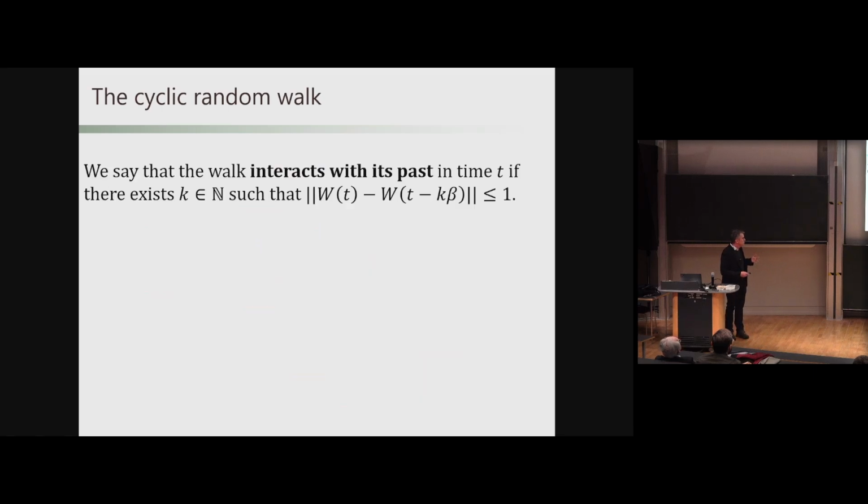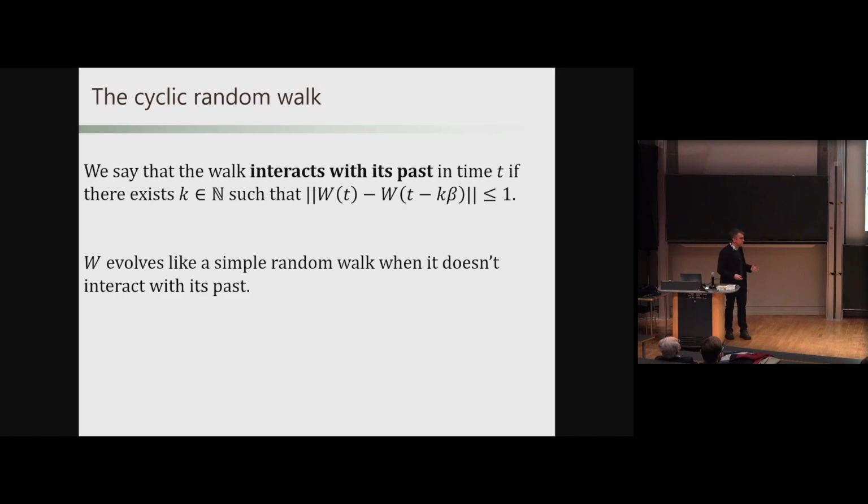Or more formally, I'll say it's interacting with the past if it's at distance 1 from somewhere where it's been at an integer multiple of beta in the past. And if it's not interacting with its past, then it just evolves like a regular simple random walk.